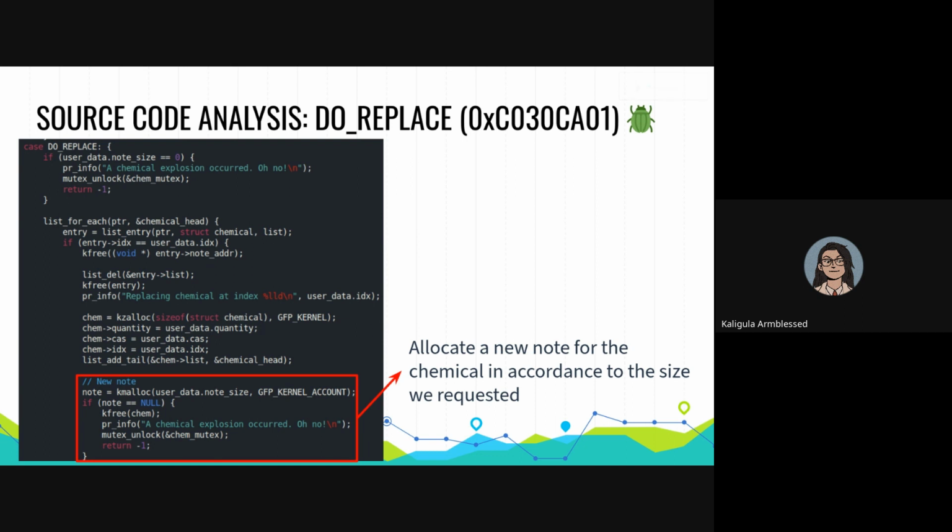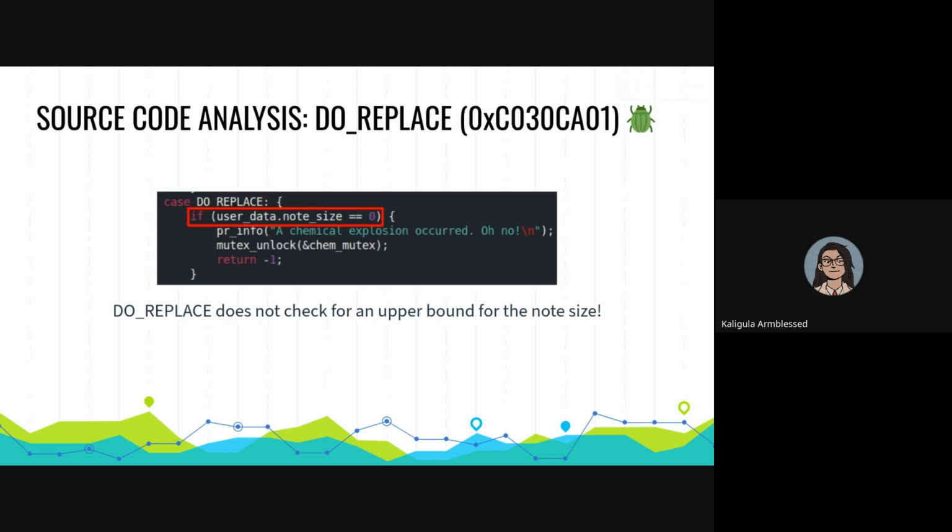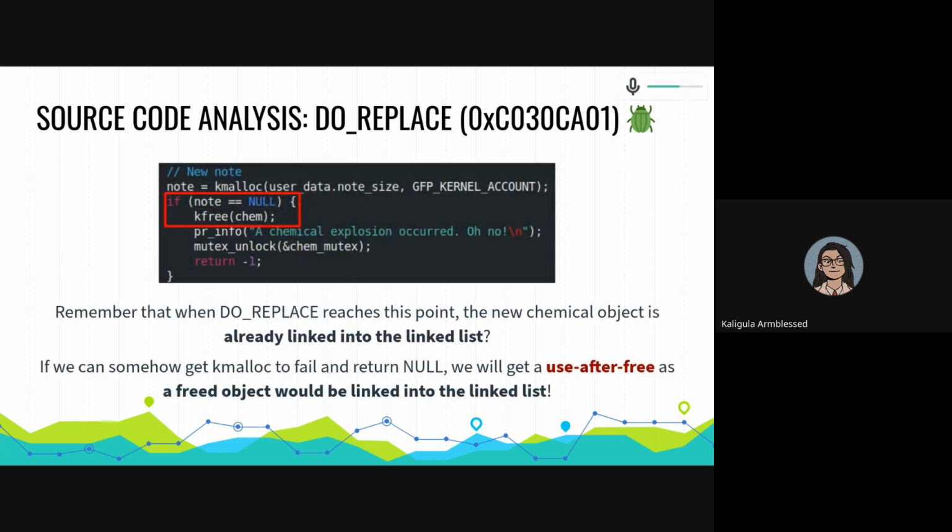This sounds like a terrible idea because remember in do create, it will check the node size. For example, if the node size is greater than 100, or if it's equal to 0, it will just fail. The node can only have a size between 0 and 100 bytes. The problem with do replace is that it only checks if node size is equal to 0, but it does not have an upper bound for the node size. So this means that, remember, when we have do replace, the new chemical object is already linked into the linked list, even though we haven't created the node object.